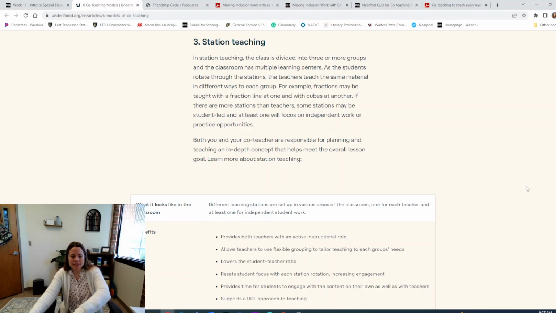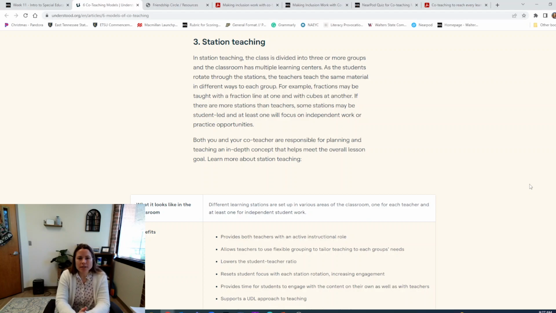And what happens is, and most teachers use like a stop time, like a timer. And what they'll do is that students will spend so much time in a station and then they'll rotate through the stations. So the teachers are going to teach the same material, but they're going to do it in different ways depending on the needs of the students, right?